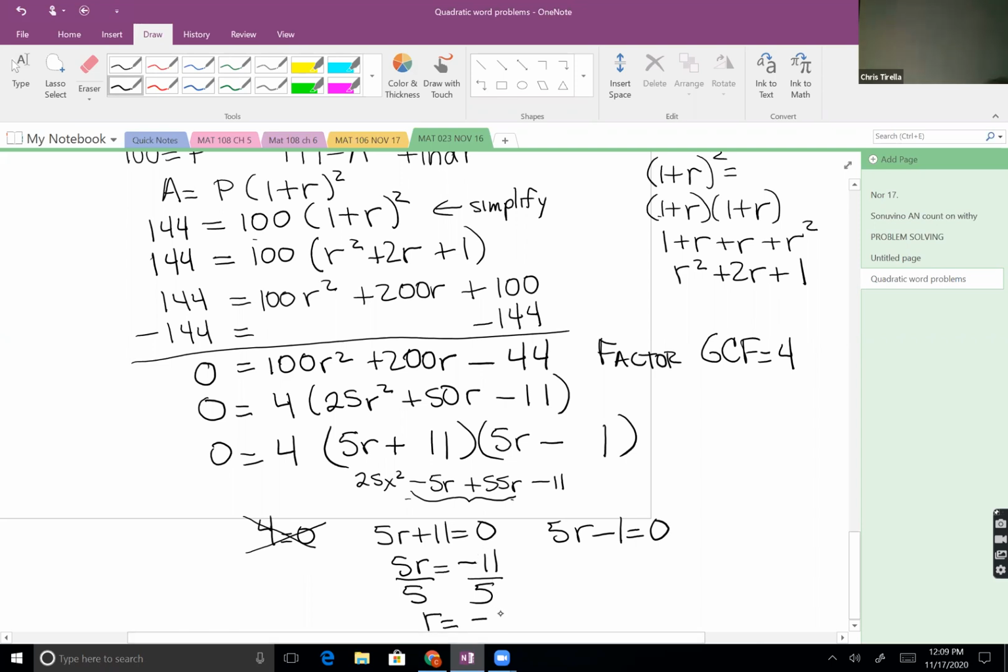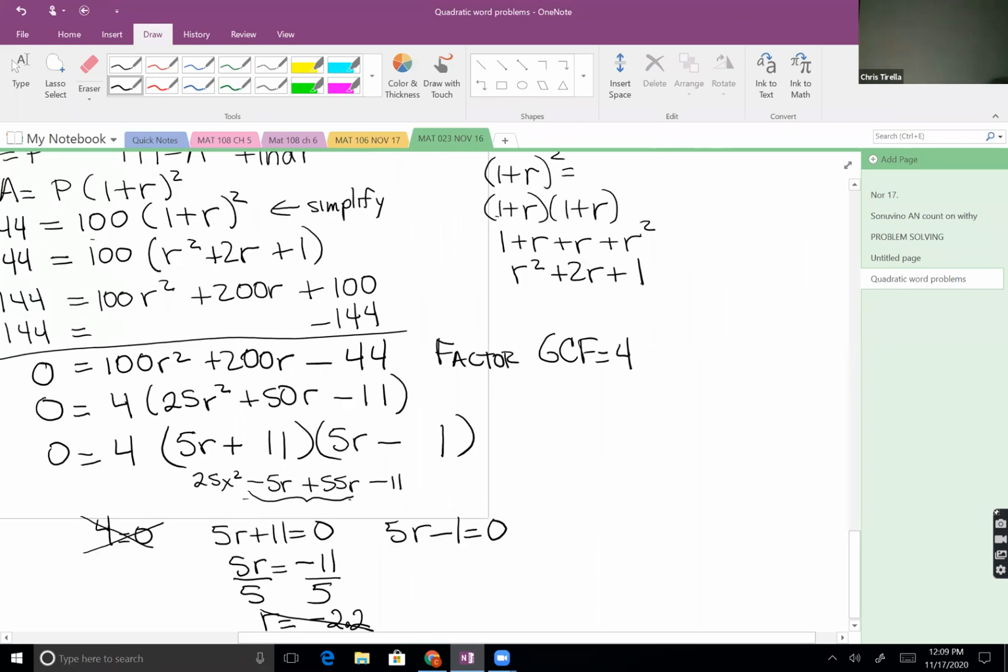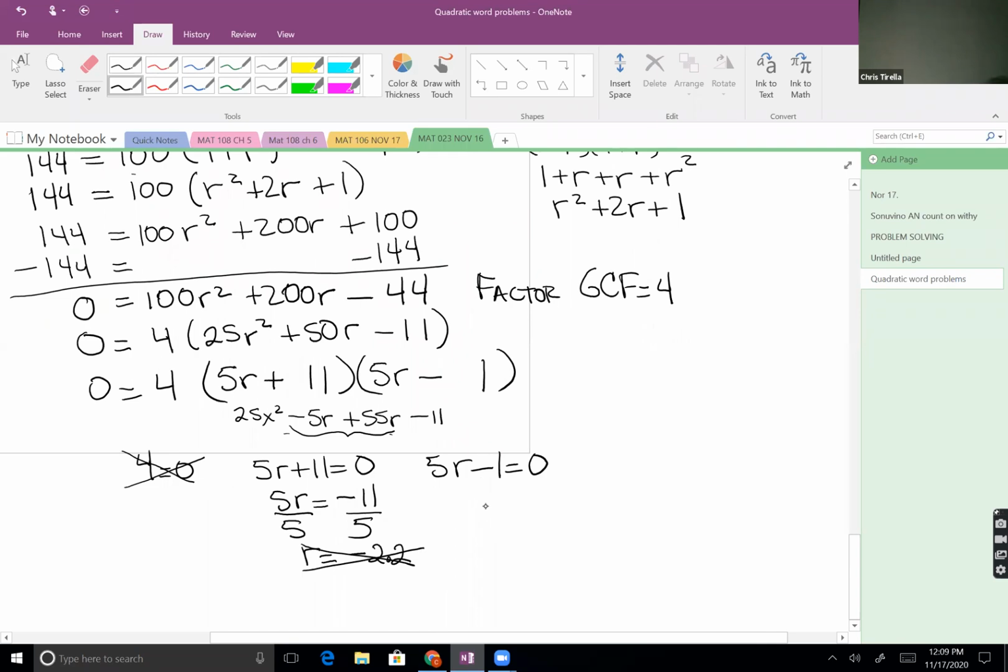What is that? If I divided that out, that would be negative 2.2. And we don't have a negative rate. So here, if I add 1, I get 5R equals 1. And when I divide by 5, I get R equals 1/5. Because it's an interest rate, I'm going to convert that to a decimal, 0.20, and change it to a percent. So we would need an interest rate of 20%.